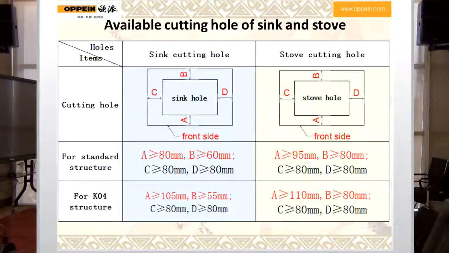For standard structure and stove cutting hole, A must be at least 95 mm. B must be at least 80 mm. For KO4 structure, A must be at least 110 mm. B must be at least 80 mm. C, D must be at least 80 mm. The distance between two holes must be at least 150 mm.